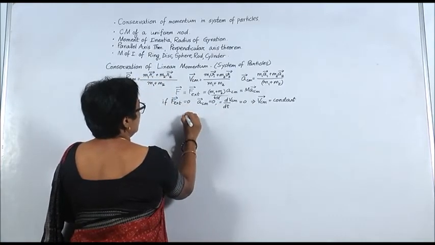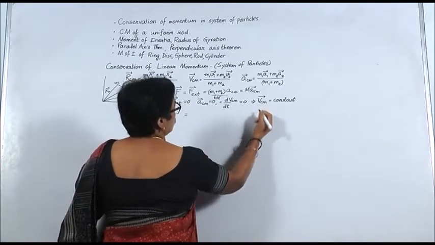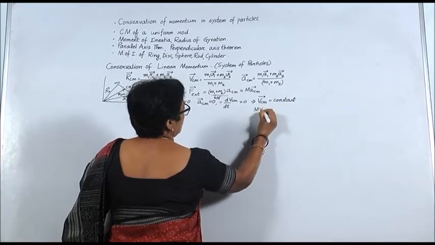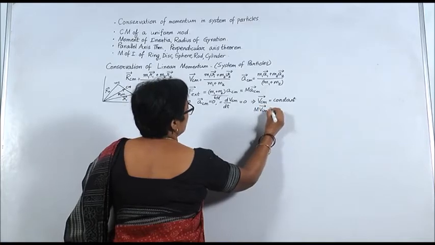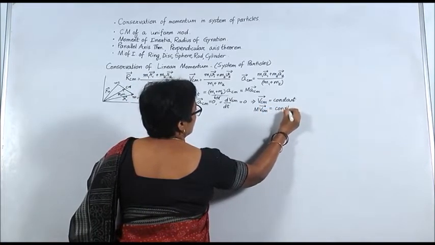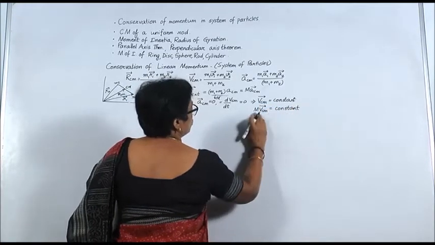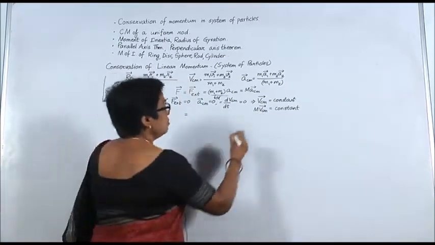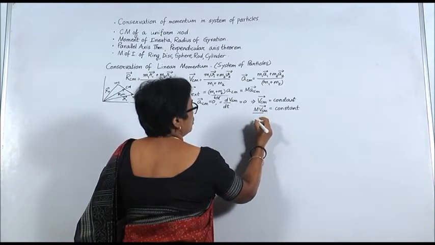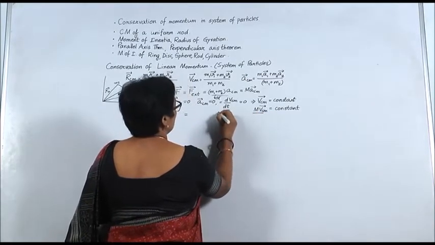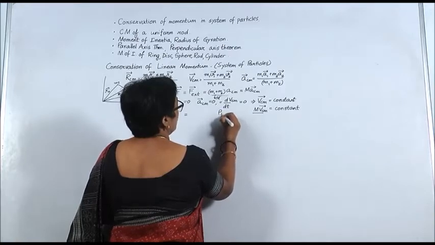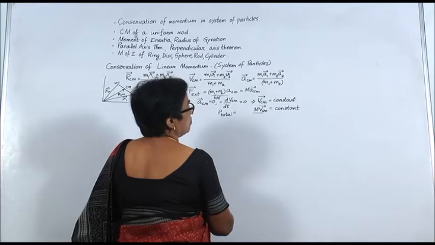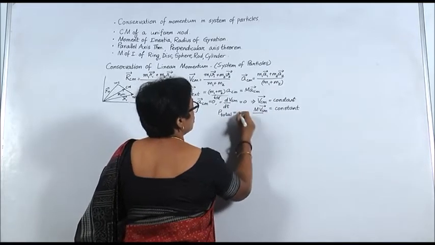From this also you can say, if this is constant, because M is constant, M into VCM will be constant. Now, total mass into the velocity of the center of mass gives me the momentum of the system. This is nothing but the total momentum of the system. Total momentum is equal to this M VCM. So, the total momentum of the system is constant.